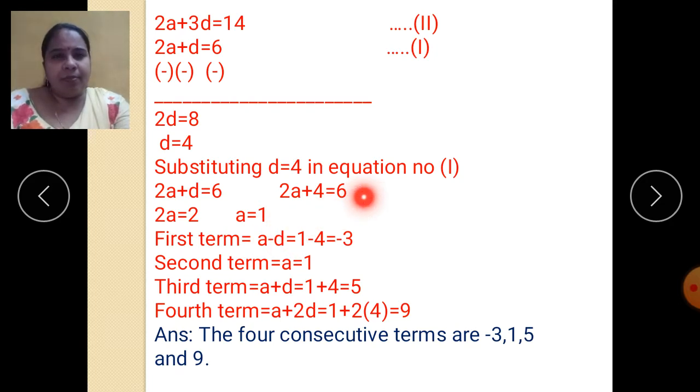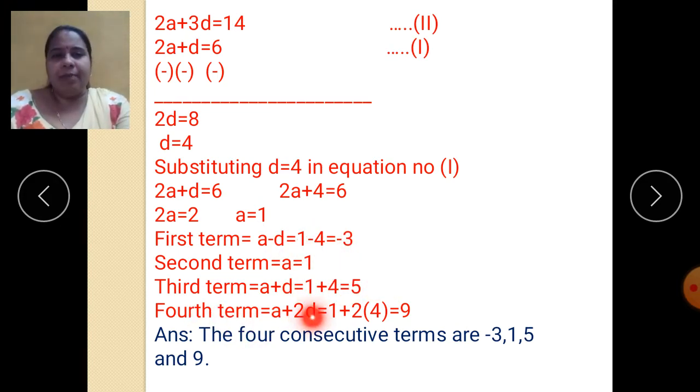Now in this sum, unlike the previous one which we have done, here D value is 4, A value is 1. We are not getting here plus or minus. Okay. So only one set of answer we will get. First term is A minus D. A is 1, D is 4. So 1 minus 4, that is minus 3. Second term is A. Automatically A is 1. Second term is 1. Third term is A plus D. That is 1 plus 4, 5.